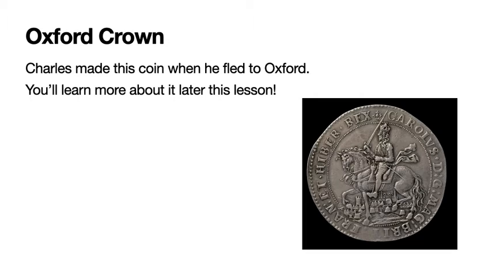Now a crown is an old type of currency. Charles made this coin when he fled London, abandoned his capital and turned Oxford into his new capital. We're going to learn a little bit more about this later on in the lesson.